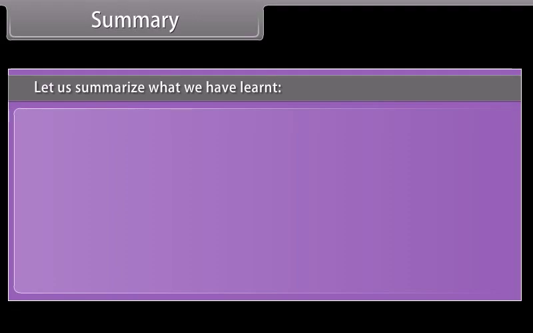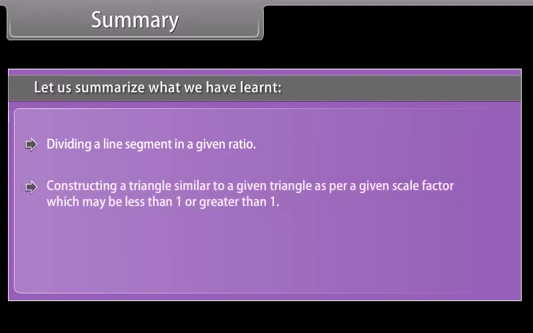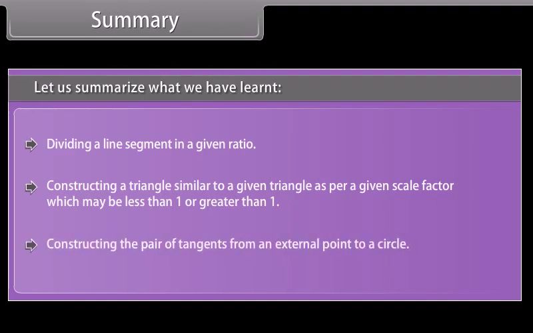Summary. Let us summarize what we have learned. Dividing a line segment in a given ratio. Constructing a triangle similar to a given triangle as per a given scale factor, which may be less than 1 or greater than 1. Constructing the pair of tangents from an external point to a circle.